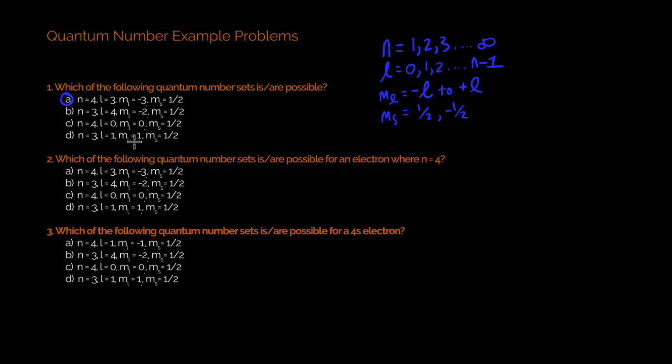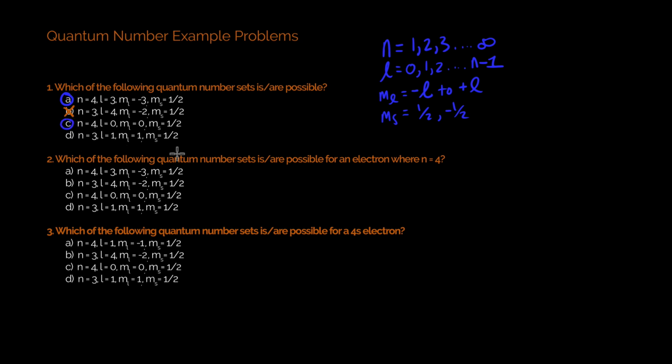Now B, you want to be able to tell yourself exactly why B is wrong. n is 3, L is 4. L being greater than n means that that is not a valid quantum number set, so that is incorrect. C, once again, follows the rules. L is a value between 0 and 3, which would be the acceptable values for that n equals 4 value. And M sub L is equal to 0, which is totally acceptable. It is within a range of negative L to positive L. So that is correct.